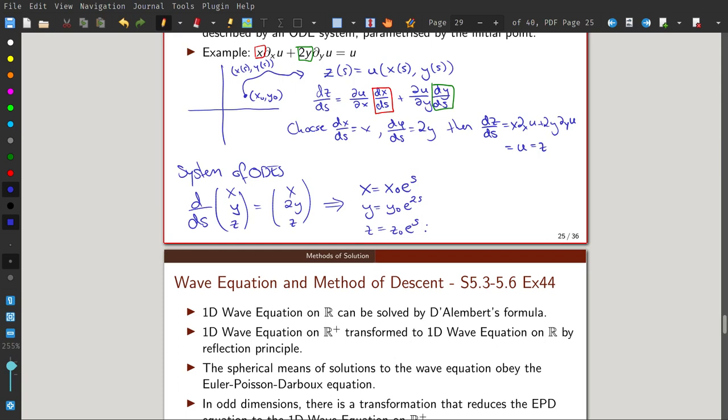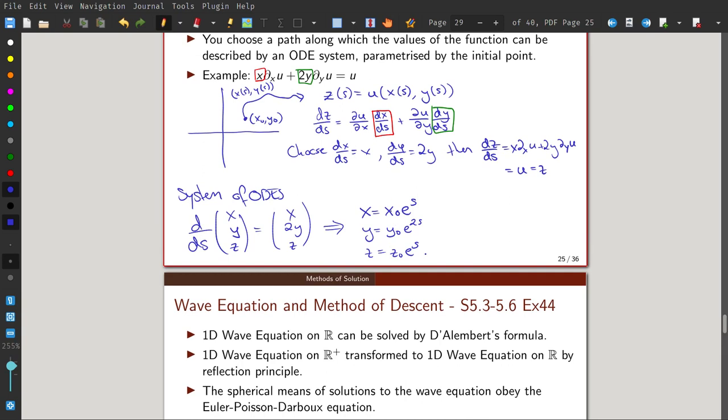Okay, so we can see the dependence of the solution on the initial point. And what is z0? z0 is nothing but u at x0, y0, like so, which is the value of u at the initial point.